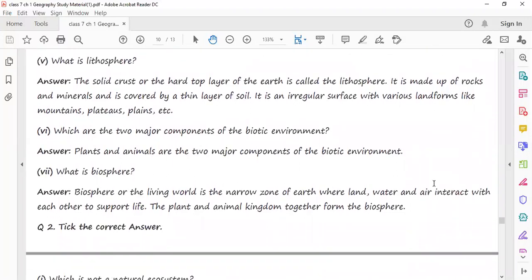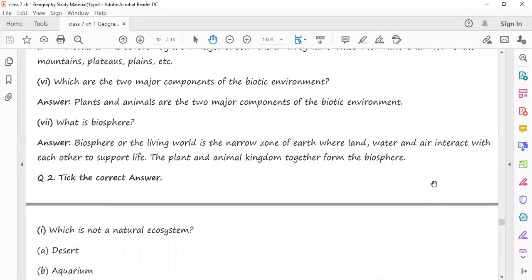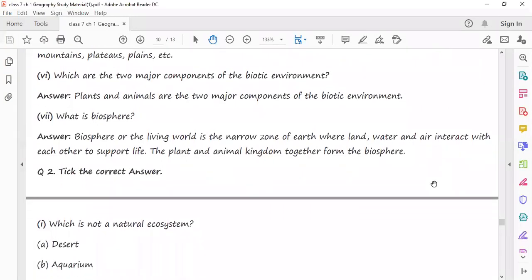Now, which are the 2 major components of the biotic environment? Plants and animals are the 2 major components of the biotic environment. Now, what is biosphere? Biosphere, it is also known as the living world. It is the narrow zone of the earth. बहुत ही narrow zone है ये earth का, जहाँ पे लिथोस्फीयर, हाइड्रोस्फीयर और एटमॉस्फेयर आकर के कंबाइन करते हैं, तब जाकर के बायोस्फीयर बनता है.